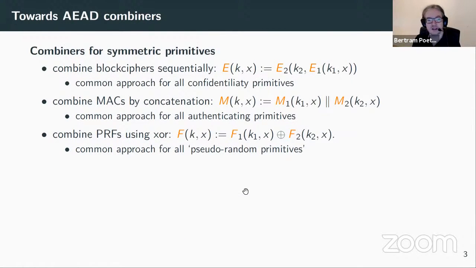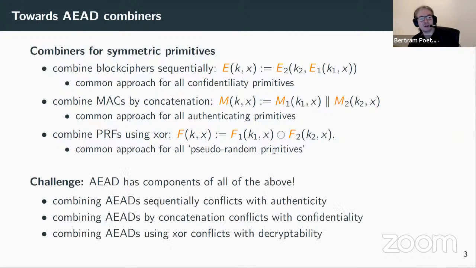So how do I build AEAD combiners? As a warm-up, let's start by looking at how to combine symmetric primitives, the standard ones. If I have a block cipher, I combine it sequentially: I first run the one, then the other. Think of triple DES as a combined form of 2-3 instances of DES. If I have MACs, I don't run them sequentially, I run them in parallel, so I use a concatenation of two MAC values. If I want to build a PRF, I will use XOR, likely because the others don't work. And in each case, if I say this is the right way to do it, the others will not work. Now, if we look at AEAD, they have components of all three of them.